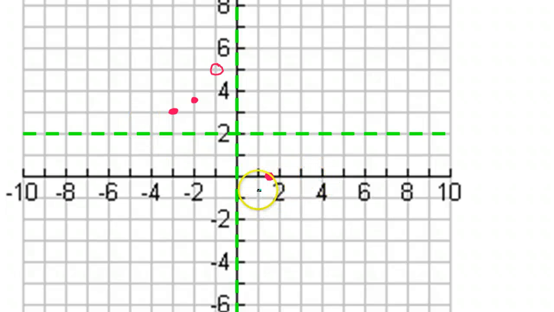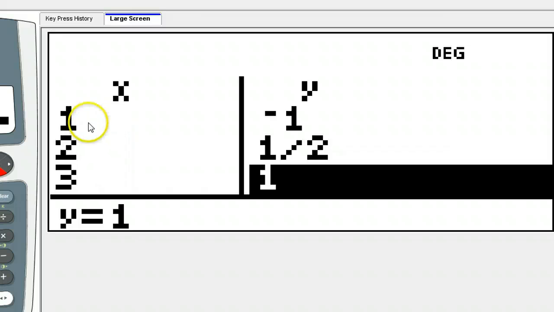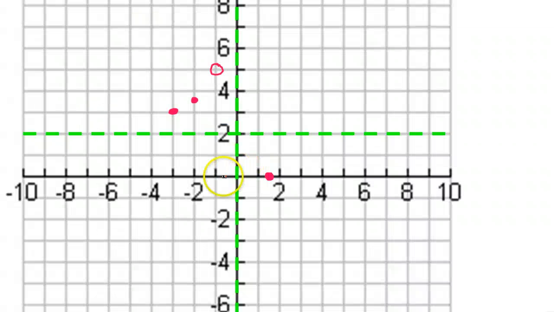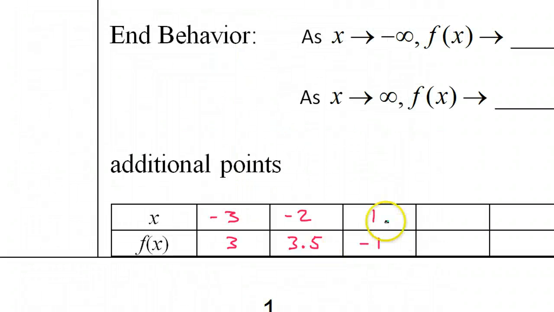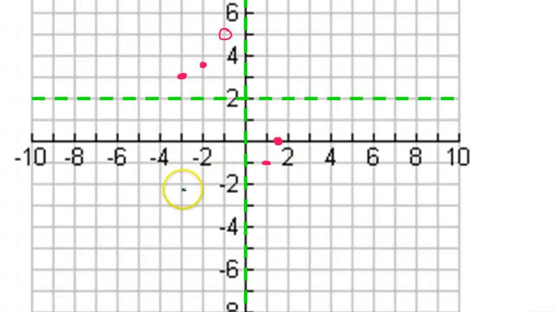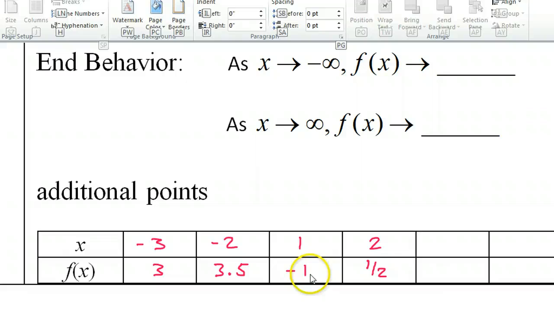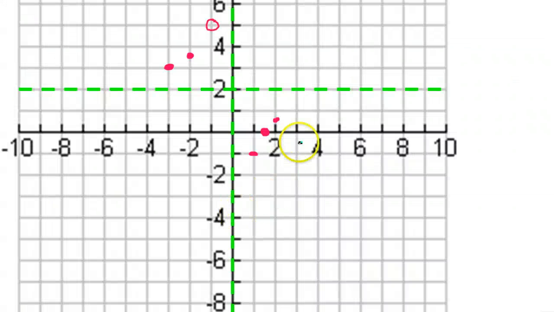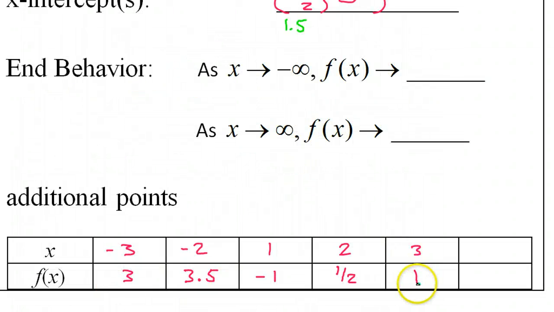Let's get some values on the right. So let's take a look at 1, 2, and 3, for example. At 1, we're at -1. So 1, -1. Add it to the table. At 2, we're at 1/2. So that's 2, 1/2. Add it to the table. At 3, we're at 1. So that's 3, 1. Add it to the table.